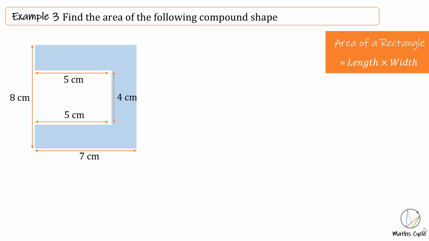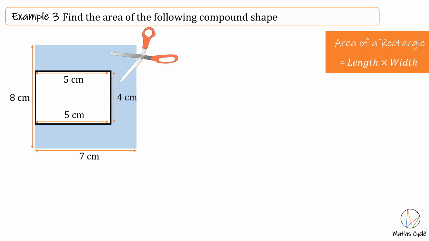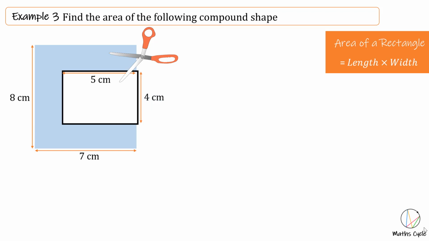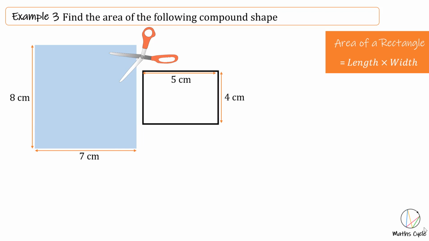Now I'm going to focus on this little rectangle in the middle. And what I want you to do is in your mind's eye, imagine cutting that rectangle out from the big blue rectangle. Okay? So we're going to call the big blue rectangle, rectangle A, and the little white rectangle, rectangle B. Okay. So what we're going to do now is try and find the area that's left over after you cut it out.